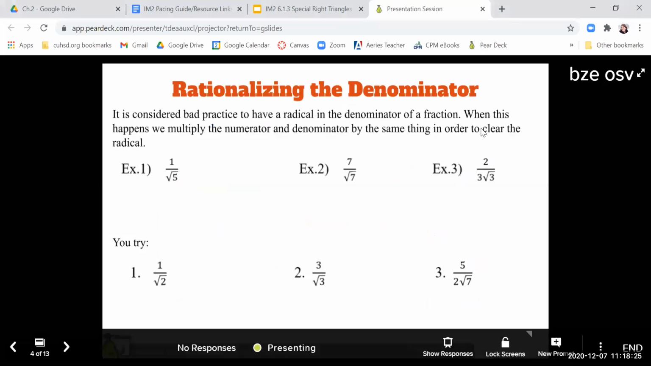All right, so this is just like a side mini lesson on how to rationalize the denominator of a fraction. So we have a square root down here, 1 over the square root of 5. Here in example 2, 7 over the square root of 7. And here we have 2 over 3 times the square root of 3. Each one has a square root in the denominator. So we just need to know what it looks like to simplify each one of these so that there is no root in the denominator anymore.